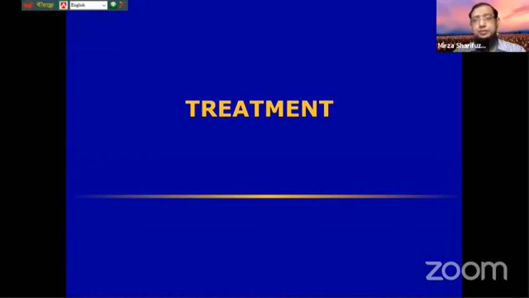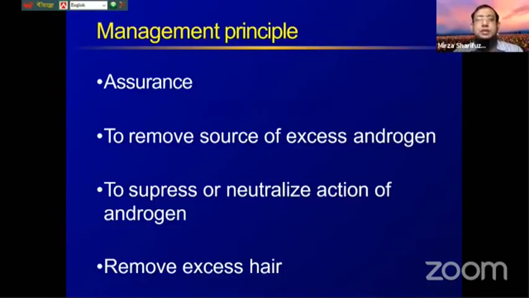Now, treatment. Before going into pharmacological or other management, as it is distressing for the patient, we have to assure this is a normal condition. It's quite a common condition, quite literally 1 in 10 women are affected by this condition. So don't be depressed, it's quite common, and we have lots of remedies for you to remove this hair. So we have to assure the patient.